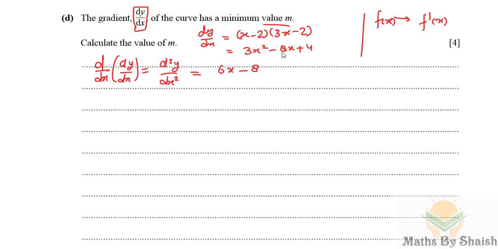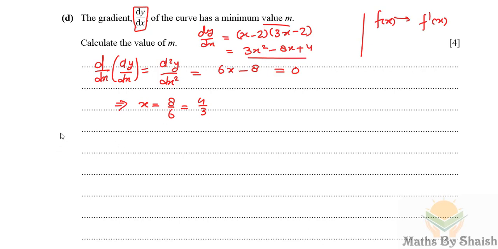So for the minimum value or maximum value, this has to be 0. So for the minimum value, x is equal to 8 over 6, that is 4 over 3. So we got the value of x for which dy over dx is going to have its minimum value. Now what is that value? We will get it from here.